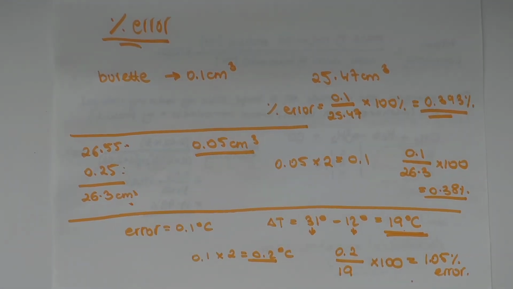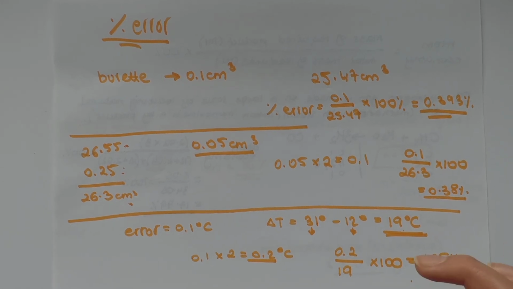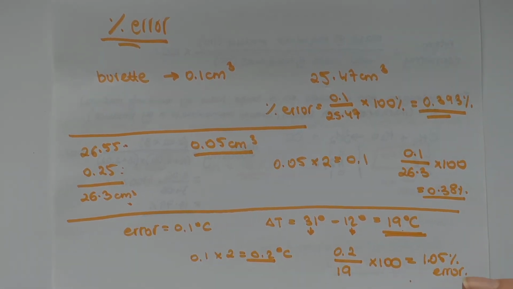There are also a couple of things that you can do in order to avoid error, and that might be one of your questions, to state things that you can do to avoid error. In order to avoid error when reading a burette, stand at eye level with the burette. The same thing applies for the thermometer as well. When you're pouring something into a burette, you can use a pipette to accurately measure the volume you need.